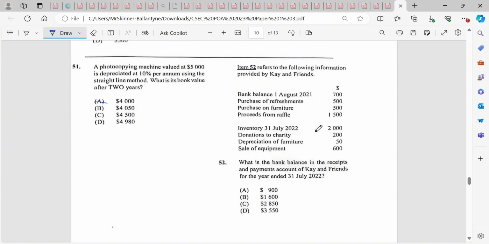Inventory has nothing to do with cash, so we're leaving that out. Donations to charity, 200. So we spend 200, so we are on 1,000. Depreciation has nothing to do with cash, so we leave it out. Sale of equipment, we get 600 added. 1,000 plus 600 is 1,600. So the answer is B. All right, so we get the same as before, they just formatted it differently, but it's the same figure and the same answer.